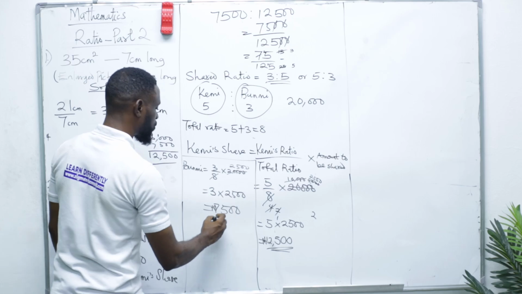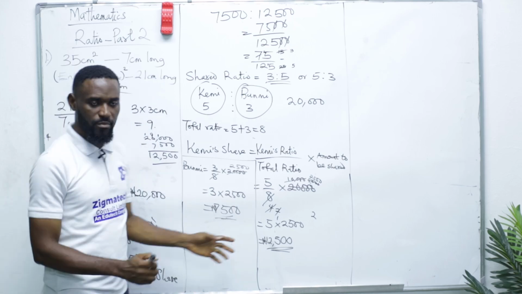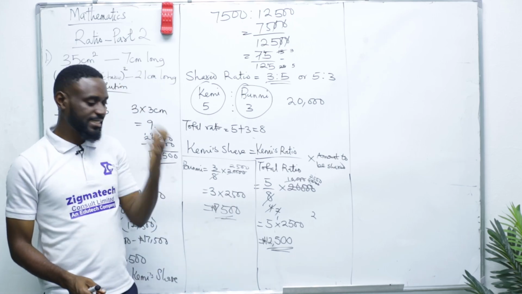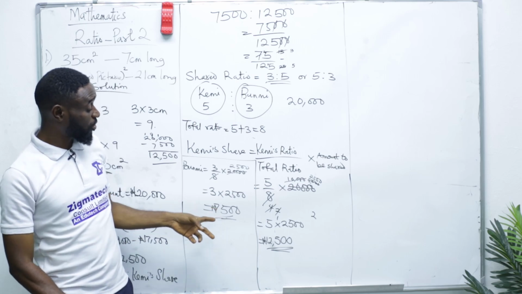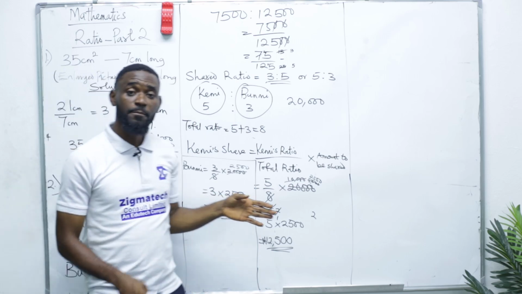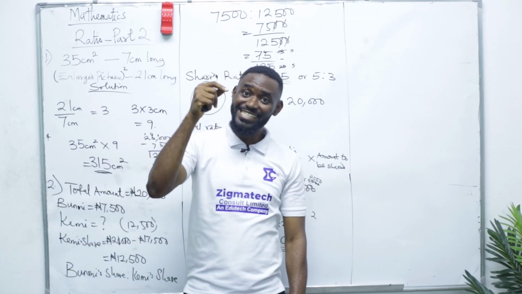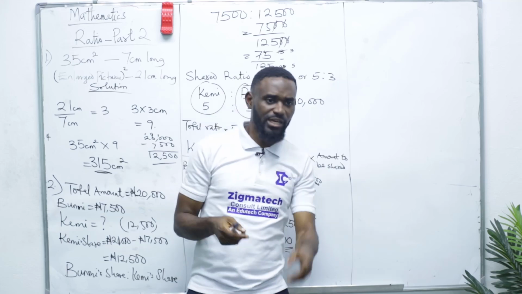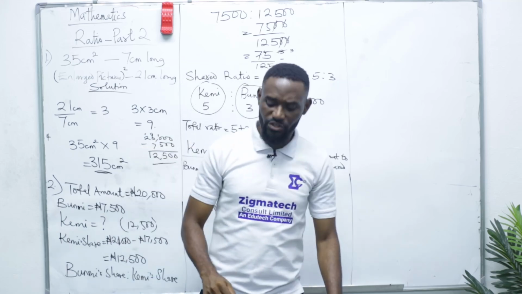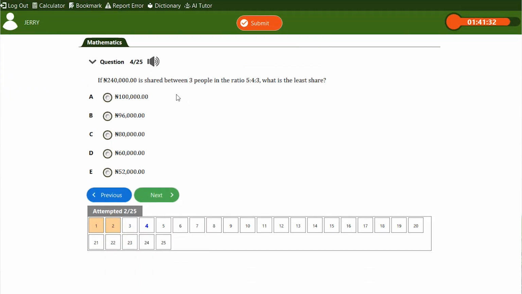Do you understand? So this is actually how we can get the share from a total amount to be shared using the ratio of the sharing that they have given to us. So let's now proceed to solving the question on the screen. The question says, if 240,000 naira is shared between 3 people in the ratio of 5:4:3. Now they are saying, what is the least share? So let's go.